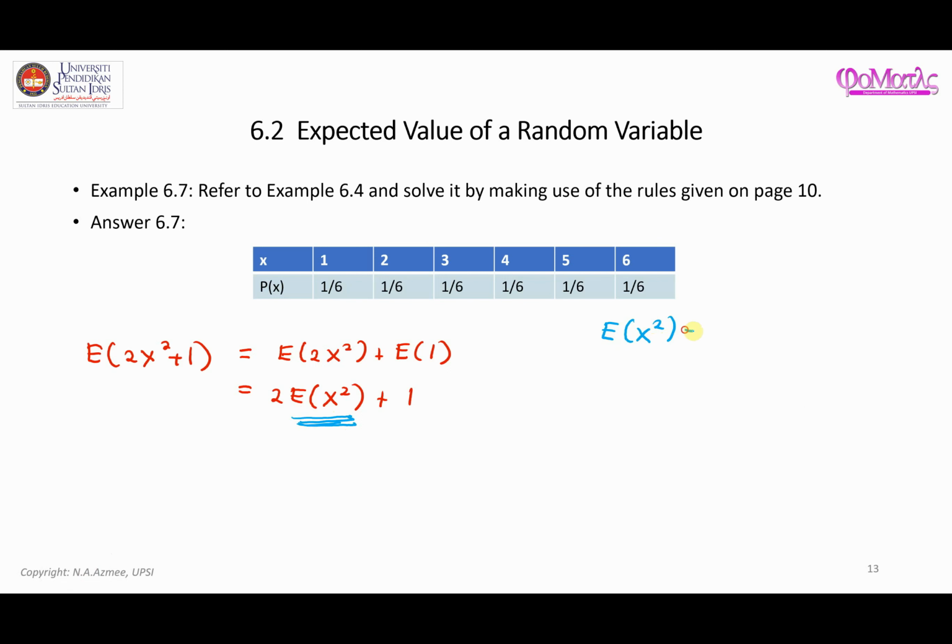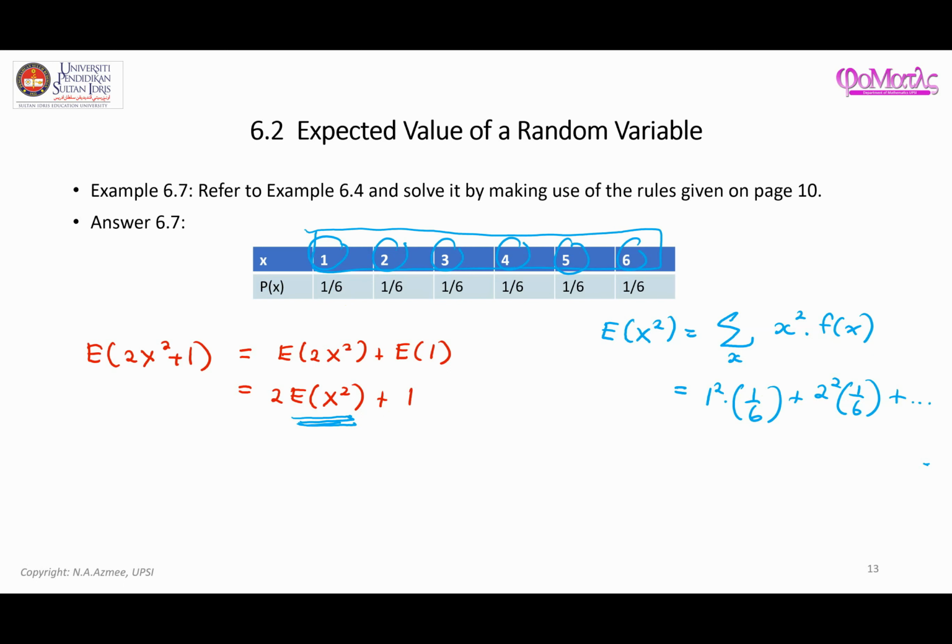So E of X squared is, you're going to sum up this function x squared multiplied with f(x). So you have to do that process. Okay, so then it becomes, well, this is all x, you have to square it. So you have 1 squared multiplied with 1 over 6, so this is f(x) actually, plus 2 squared, 1 over 6, and you have to do it for the rest of the values of x given here, and it will go back to at the end.